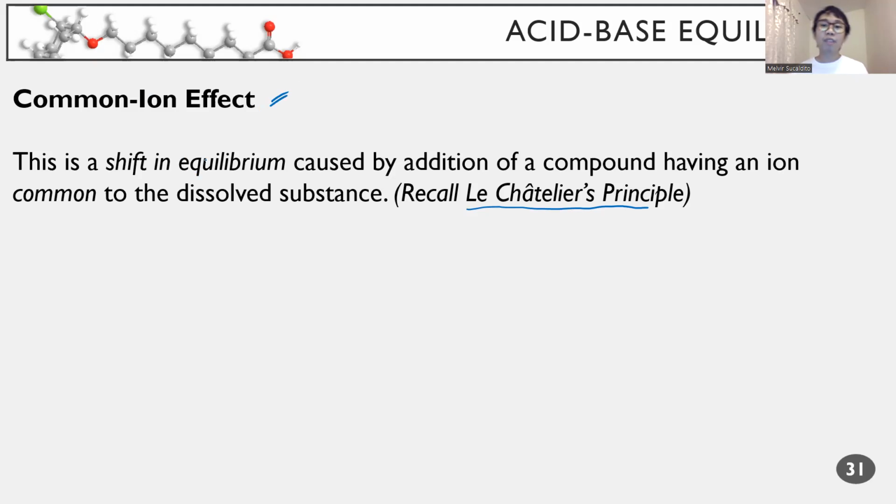From the basic idea, there will be a shift in equilibrium caused by addition of a compound having an ion common to the dissolved substance. So what do you think will be the effect of these additional ions? Well, if that ion is acting more acidic or more basic, then the solution will become more acidic or more basic.